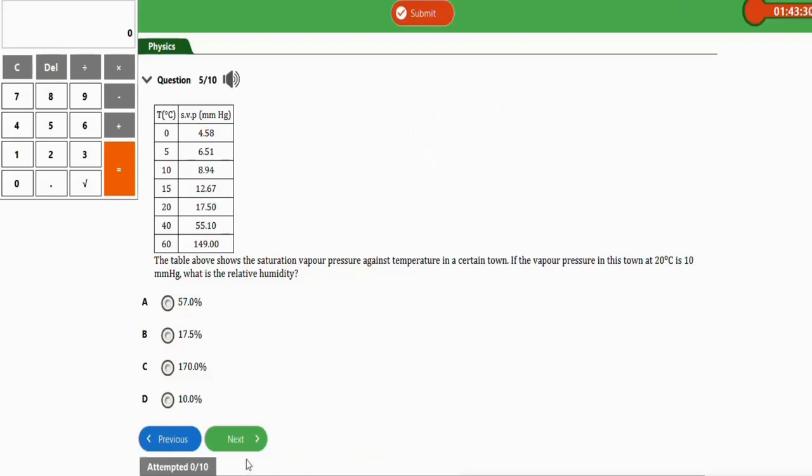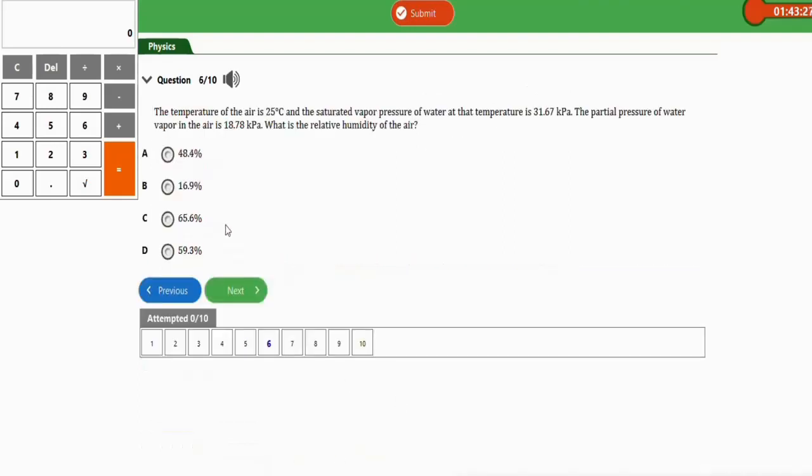Alright, so the next repeated question will be this question. It says the temperature of the air is 25 degrees Celsius and the saturated vapor pressure of water at that temperature is 31.67 kilopascals. The partial pressure of water vapor in the air is 18.78 kilopascals. What is the relative humidity of the air?